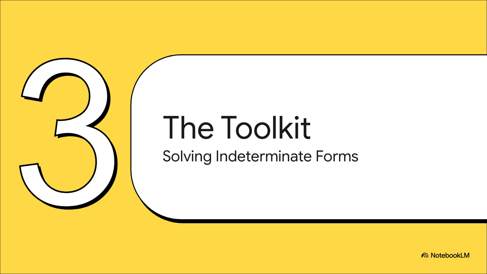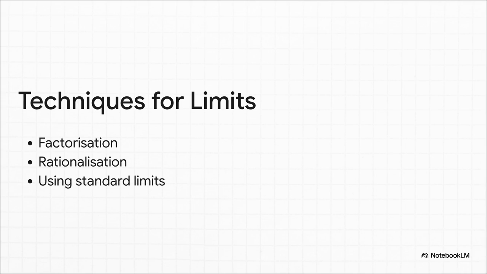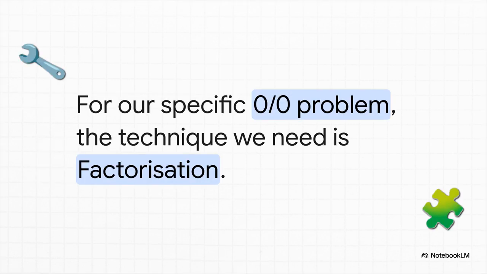But how does any of this help us with that annoying 0 over 0 problem from the beginning? Well, to solve these kinds of problems, we can't just think our way out of it. We need to do some algebra. We need a toolkit. And here are a few of the key tools in that kit. We've got factorization, which you've probably seen before. There's rationalization, which is super handy when you see square roots. And then there's using some standard pre-proven limits. These are the algebraic tricks that let us peek behind that 0 over 0 curtain. Now, for the puzzle we started with, the perfect tool for the job is factorization. It's a technique you probably learned a while back in algebra, but trust me, we're about to use it in a seriously powerful new way.